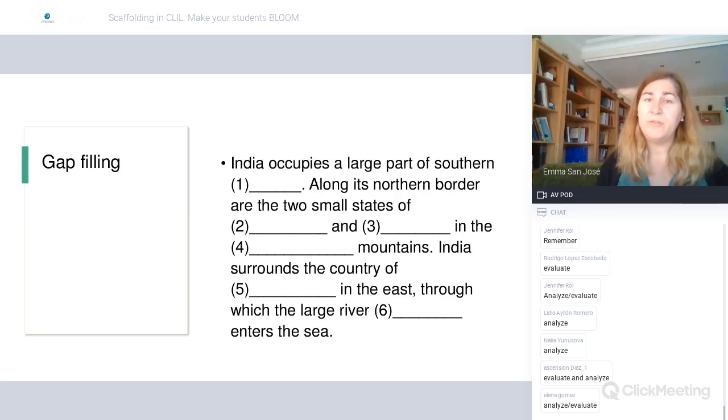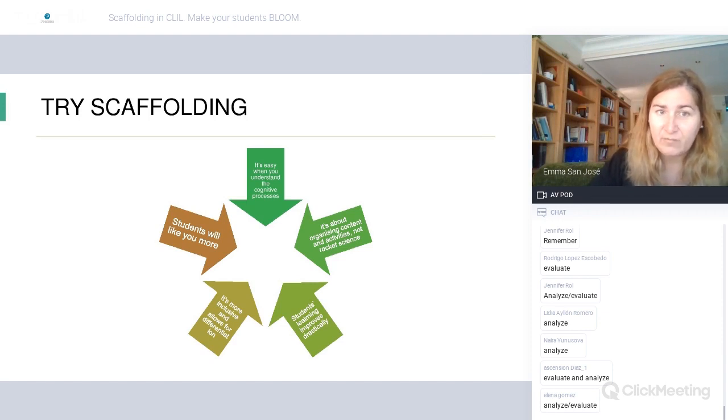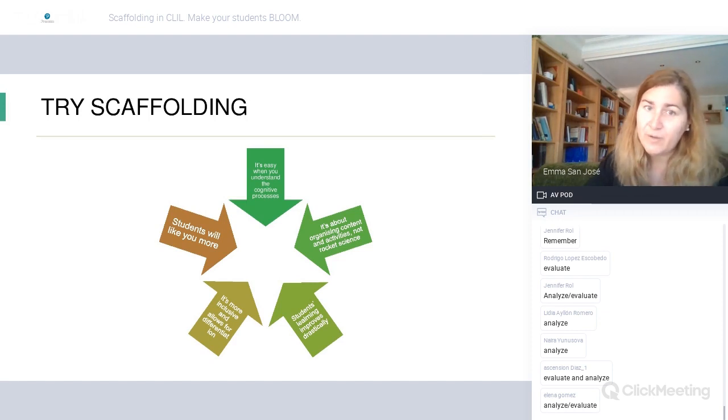So, adapting for diversity for assessment, the Bloom taxonomy is also very helpful because it helps you see where you are and where your students are and what kind of activities you can prepare for them. So try scaffolding, because it's easy when you understand the cognitive processes, because it's about organizing content and activities, and it's not so complicated to do. It's not rocket science. Students' learning improves, and I can tell you, I've been there, I do it, and it works. It really helps.